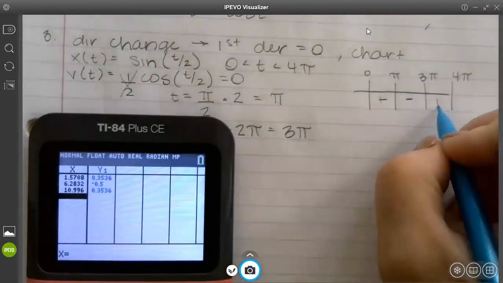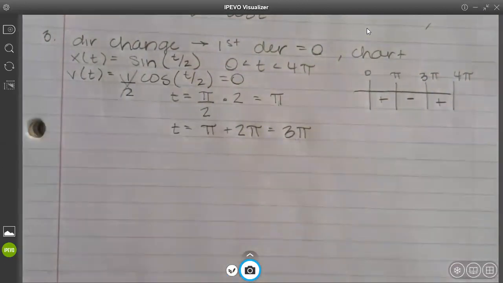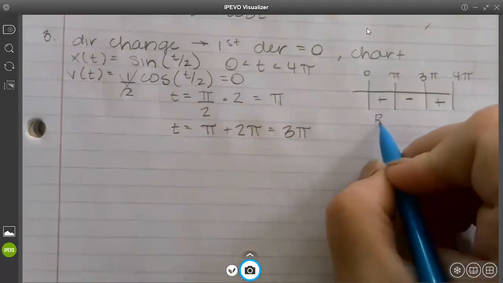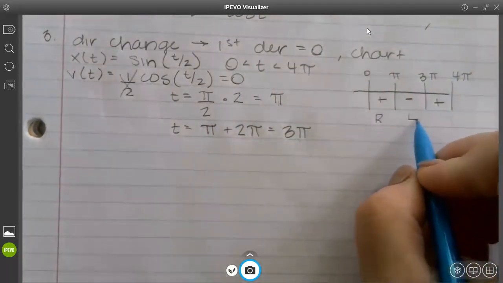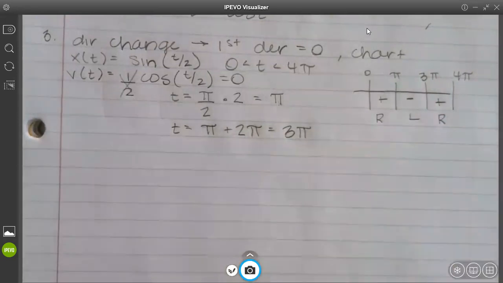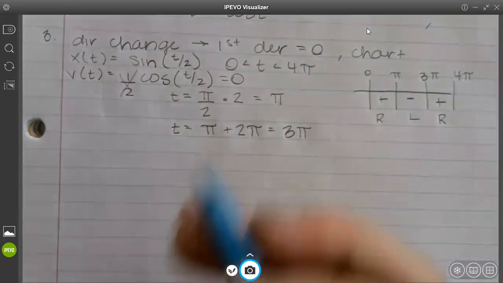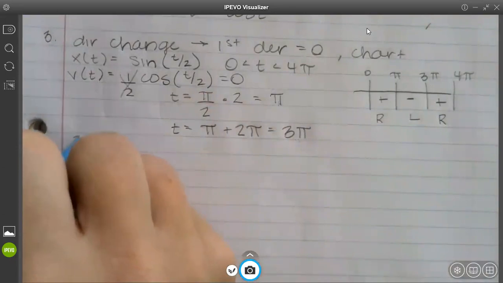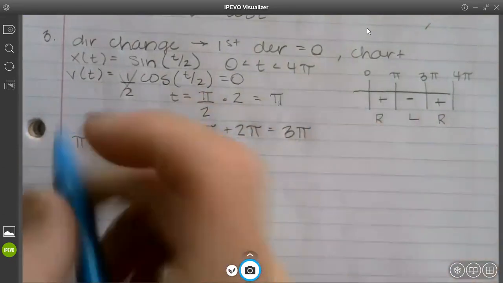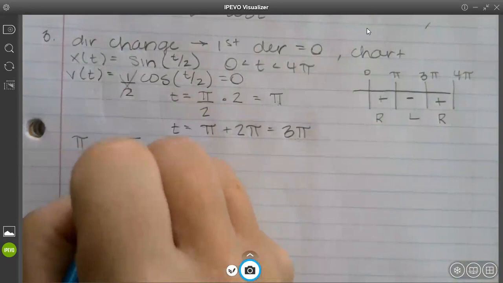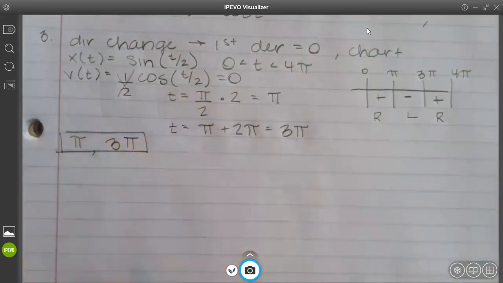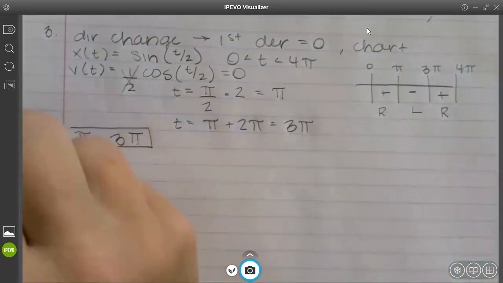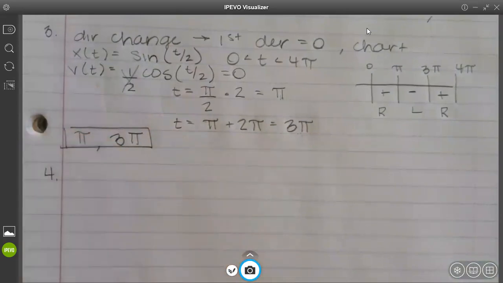3.5 gives you a positive. This positive tells us the particle is moving to the right. The negative is to the left, so it changes direction. Where does it change direction at? Right here at pi and at 3 pi. Sometimes it won't be both, sometimes it will. You'll do that again on 7 and 8.